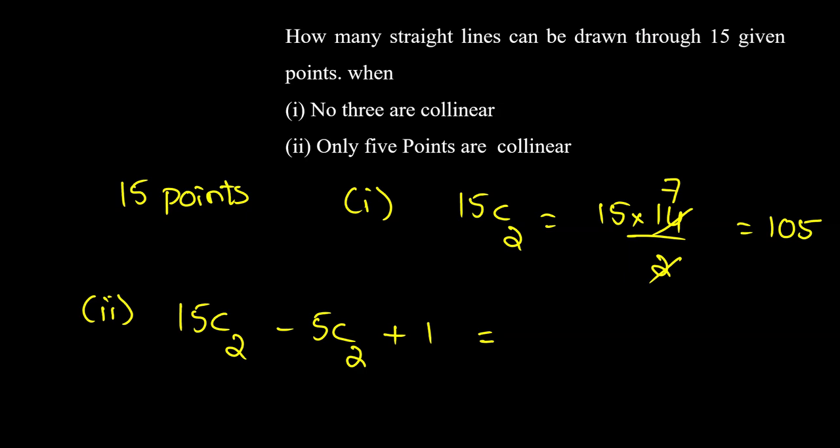We removed 5C2 and added 1. 15C2 means 105, 5C2 means 10. Adding 1, you will get 96. But many people have a doubt. Sir, how can you do that? Okay, I'm saying you are using the wrong procedure.